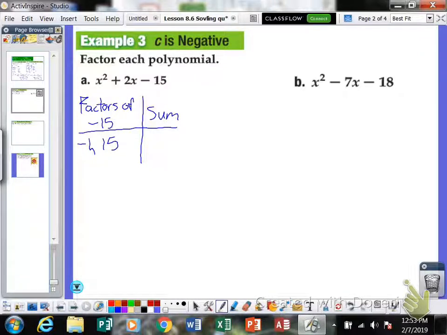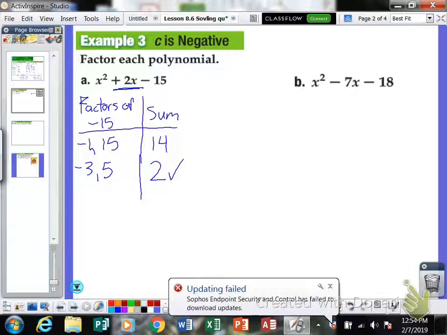I want my sum to be positive. In this case it would be, but my sum is 14. That is not what I'm looking for. We have negative 3 and 5. I want my sum to be positive. In this case it would be, and it would be 2, and that is our middle term up top here. So those are the two terms that we are looking for.